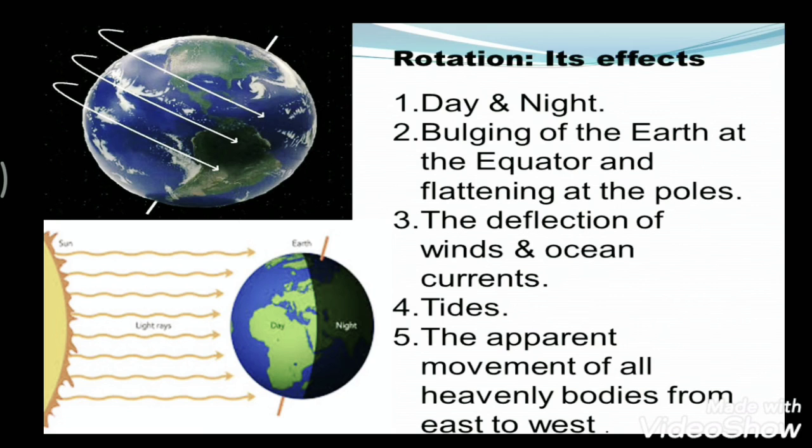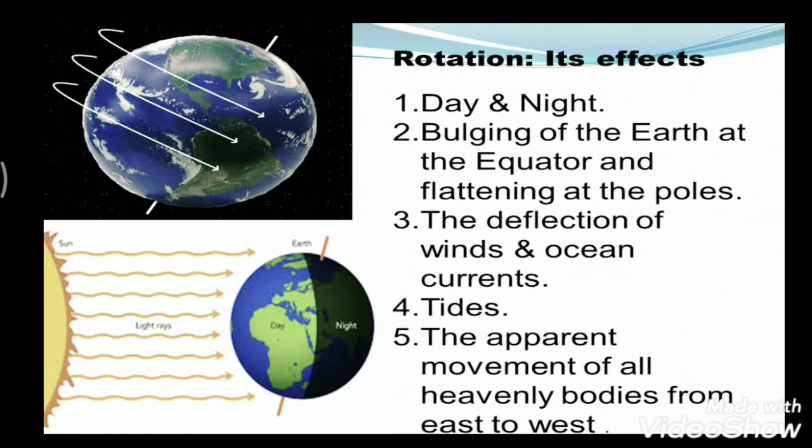Now, this rotation of Earth has got its different effects. Let's see them one by one. First, that is day and night. Yes, we all know the rotation of Earth causes days and nights. Alright. Second, that is bulging of the earth at the equator and flattening at the poles. Yes, the rotation causes flattening of earth at the poles and it bulges out at the equator.